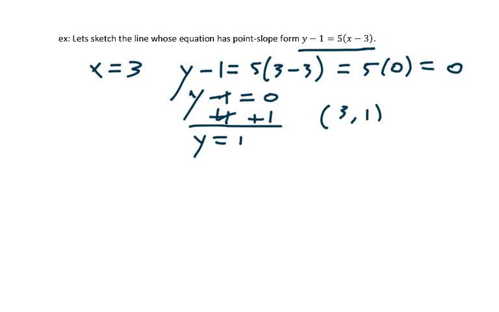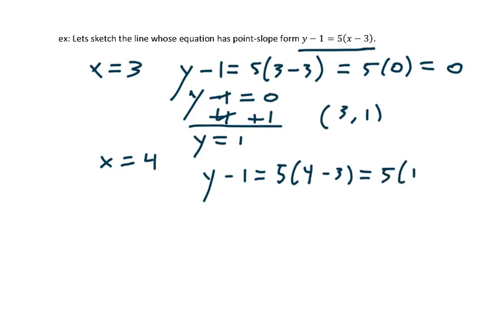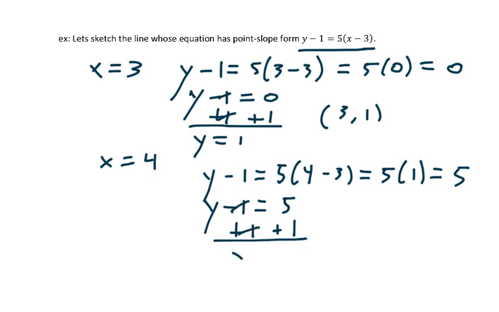But we need another point. Well, let me take x to be 4, let's say. 3 and 4, I'm choosing kind of randomly, so to say. You could choose any x you want. So in this case, we have y minus 1 is 5 times 4 minus 3. The 4 I plugged in for x. We have 5 times 1, which is 5. So we have y minus 1 is 5. So just like before, solving for y, you add 1, these cancel. We get y is 6. So now the point 4, 6 is on the line.